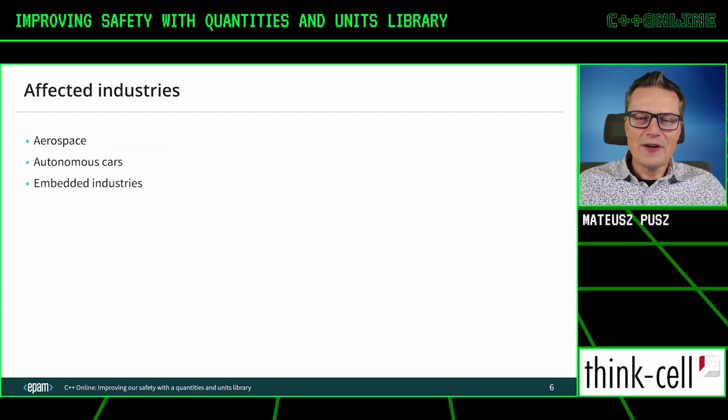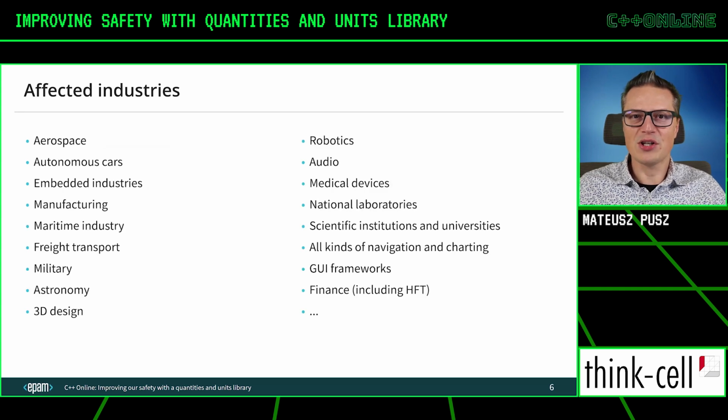And when you're talking about affected industries for this library, people often think about aerospace, autonomous cars, embedded industries, right? Because those are obvious choices for this product, a physical units library and computations on quantities. However, this is much broader than one would expect. We have manufacturing, maritime industry, military, astronomy, 3D design, robotics.